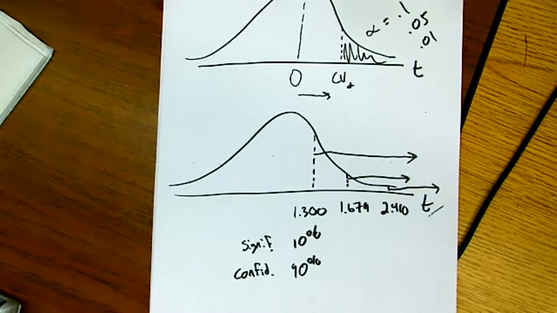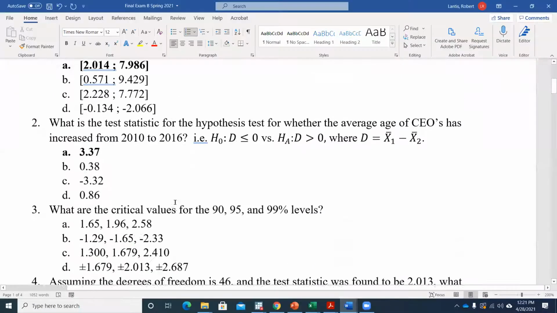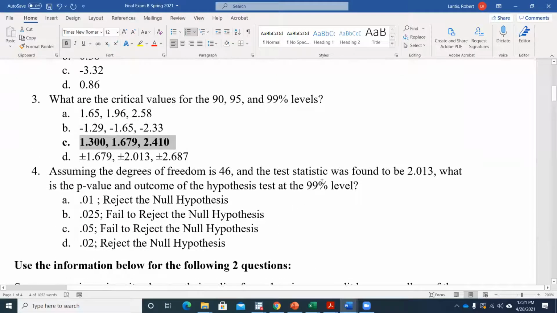The next thing we would need to know is, we've answered this question: we just found these 3 critical values. But now we can think about, at that degrees of freedom, what if I found the test statistic to be 2.013? Let's assume that was the test statistic. What would the p-value and outcome of the test be?